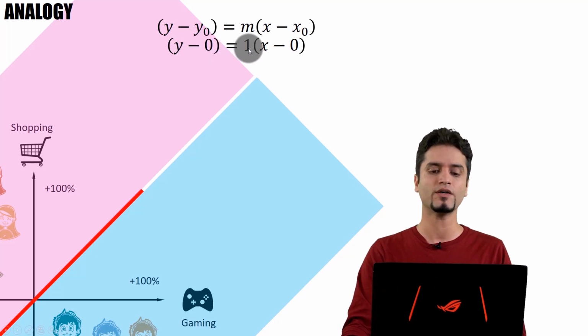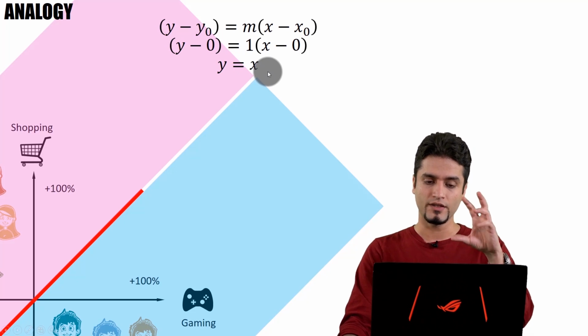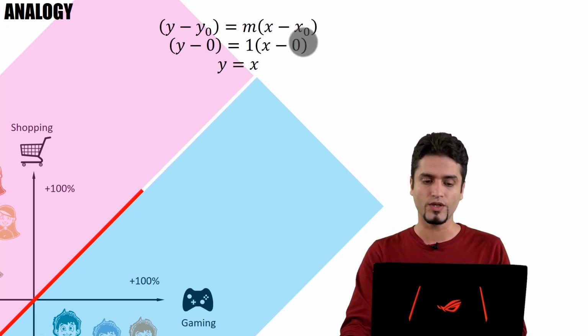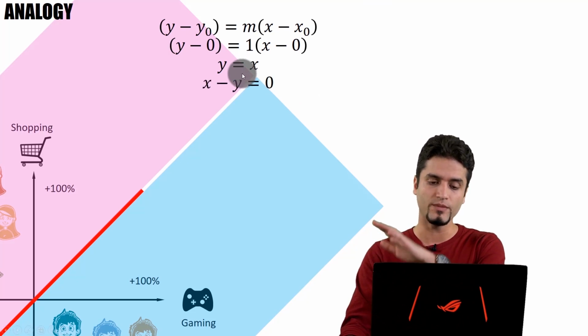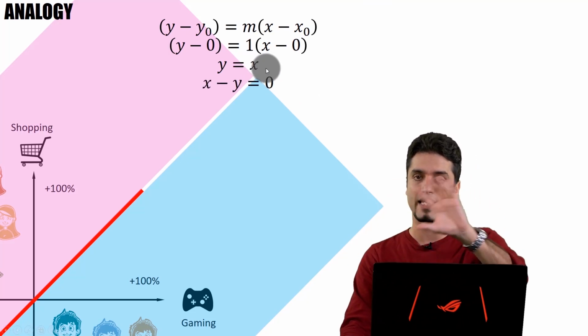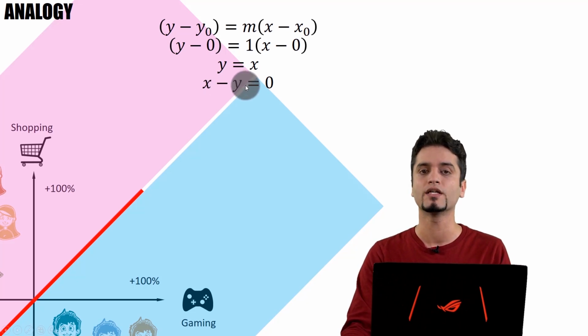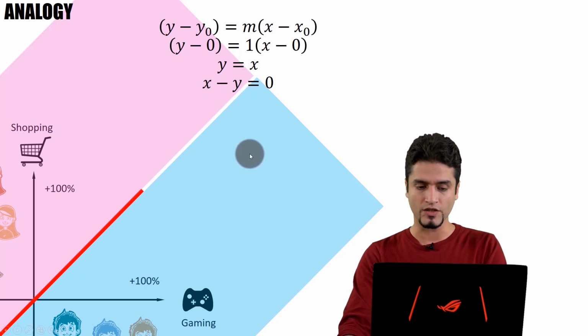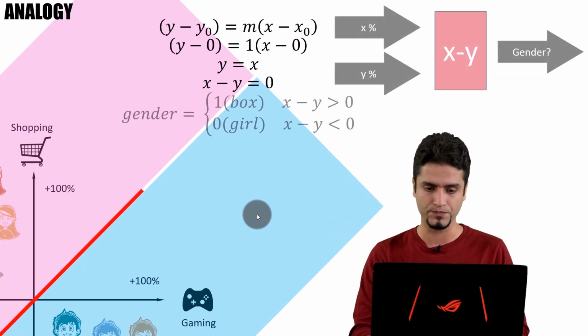So y minus 0 equals 1 times x minus 0. And if I simplify this, it will give me y equals 0. If I move y to the right-hand side and flip everything around, that will be x minus y equals 0. So here's the equation that I came up with for this line.